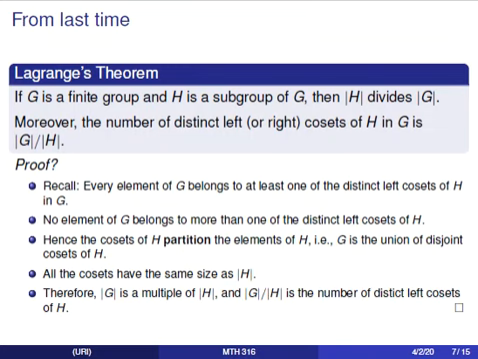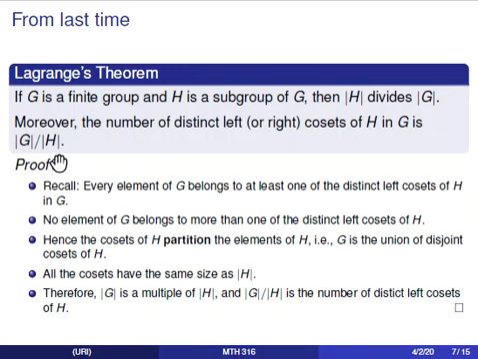All right, so I asked you to watch another video introducing Lagrange's theorem and cosets last time. To just quickly review, Lagrange's theorem is the statement that if G is a finite group and H is a subgroup of G, then the order of H goes into the order of G. It divides it. It's a factor of it. And another thing we can conclude is that the number of distinct left cosets of H is the order of G divided by the order of H.